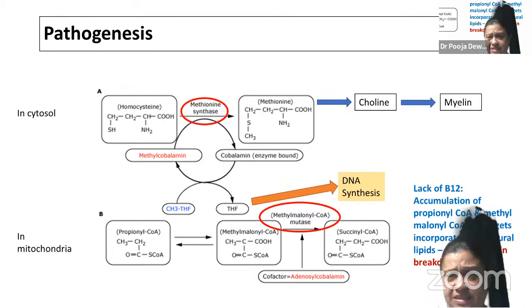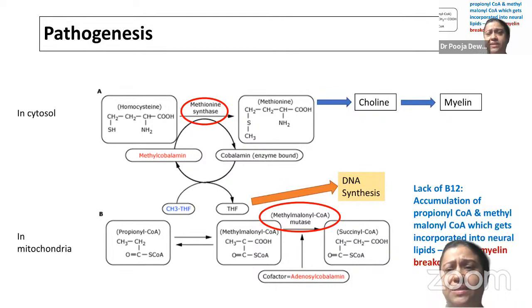Now, you can see that this explains why we see neurological findings in B12 deficiency, and it also explains the nuclear immaturity that you see in the peripheral smear and the bone marrow.